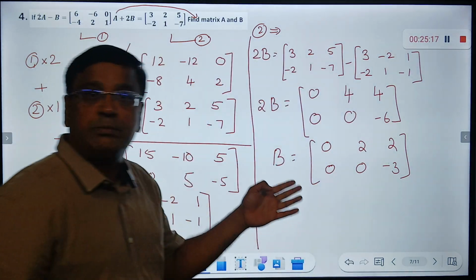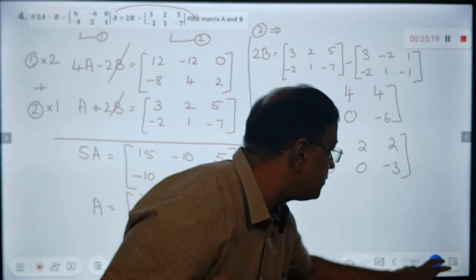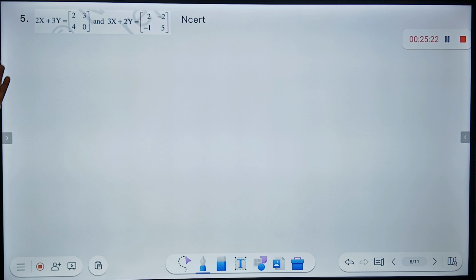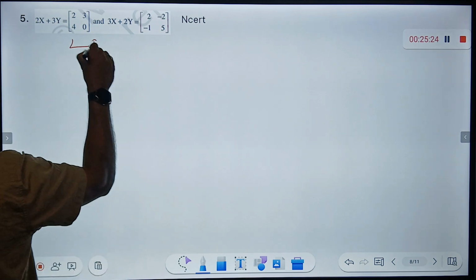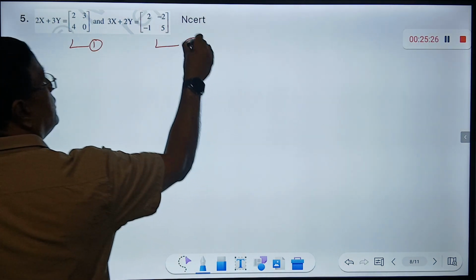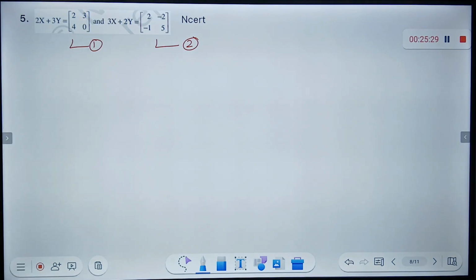I hope you understand this problem. I will give you a similar question. You can try, you look at this problem. It is exactly like this. This is question number one. You take this as equation 1 and take this as equation 2. This is an NCERT question 1 and 2.